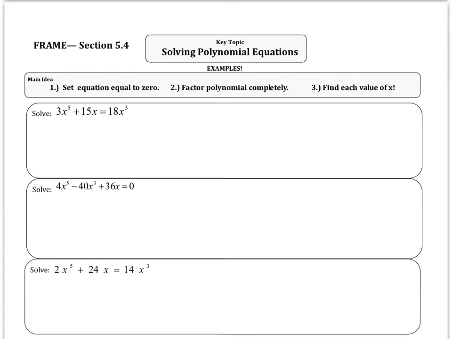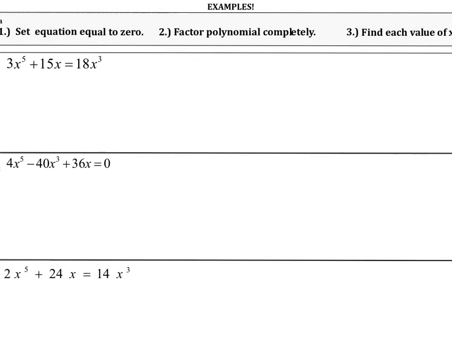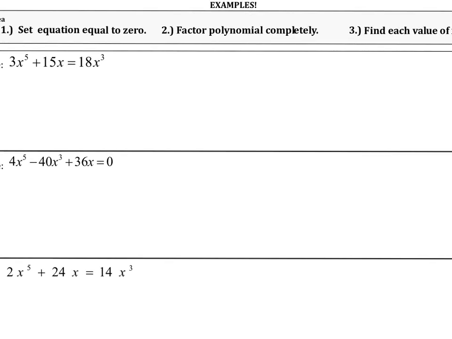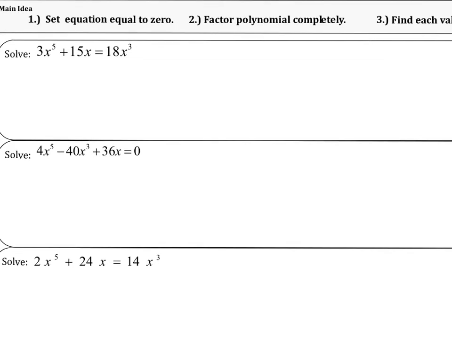Okay, so now we're going to be solving polynomial equations. Our first step is going to be to set our equation equal to 0. Our second step will be to factor the polynomial completely. And then the third step will be to find each value of x. So first we want to set our equation equal to 0, so I need to move my 18x to the third to the other side by subtracting it.